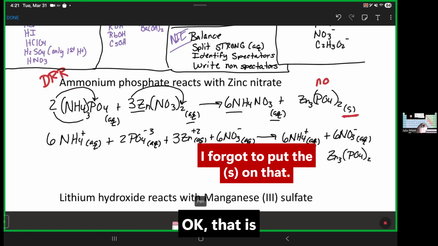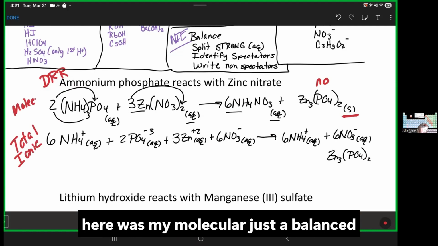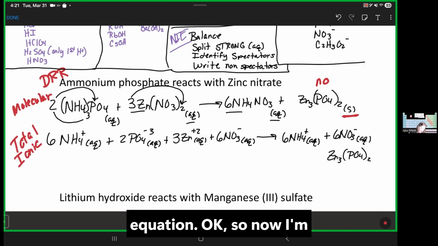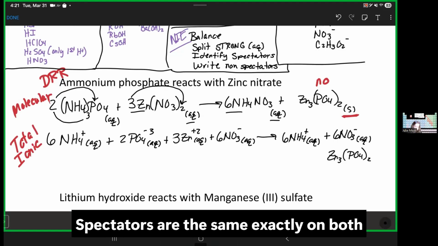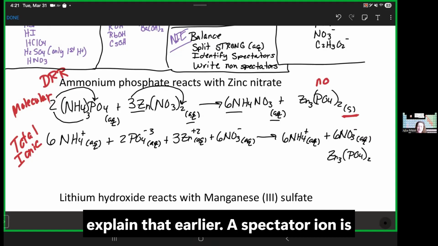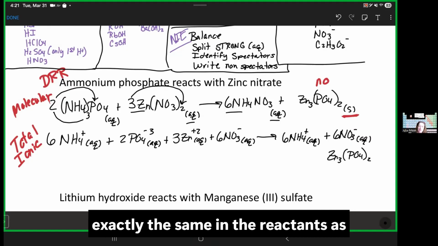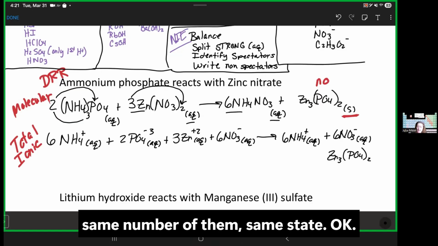Okay, that is my total ionic equation. This one up here was my molecular, just a balanced equation. Now I'm going to identify my spectators. Spectators are exactly the same on both sides of the equation. I did not explain that earlier. A spectator ion is exactly the same in the reactants as it is in the products: same charge, same number of them, same state.